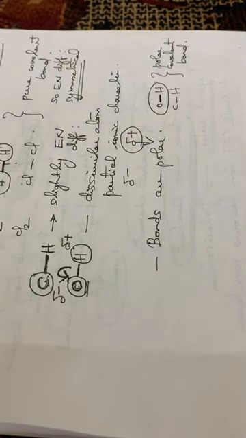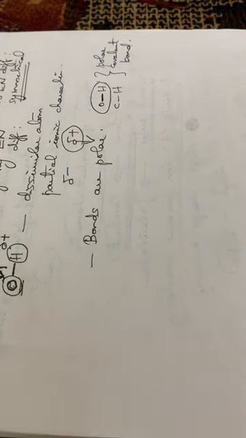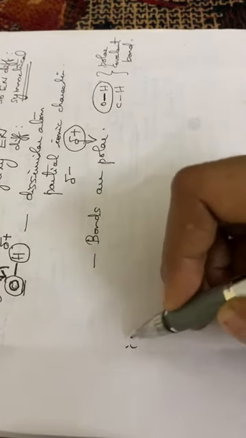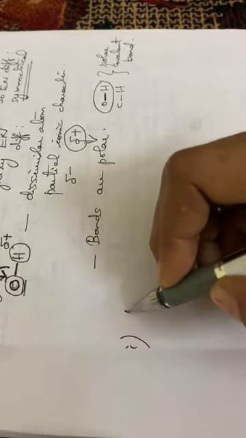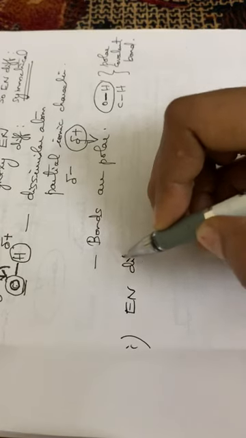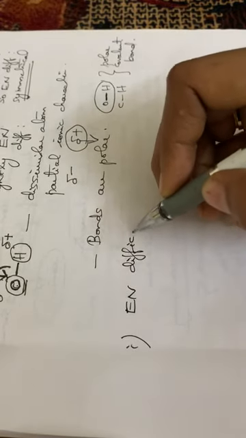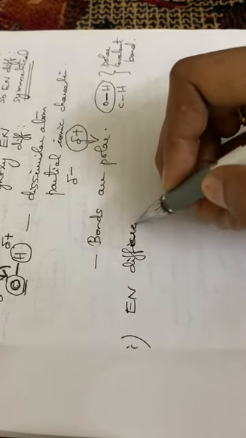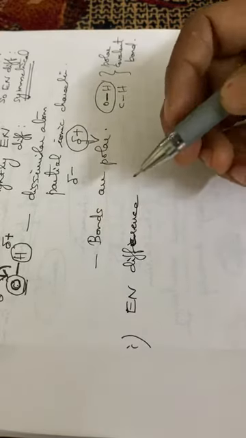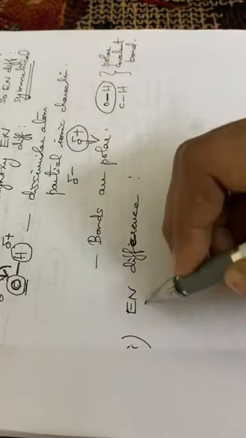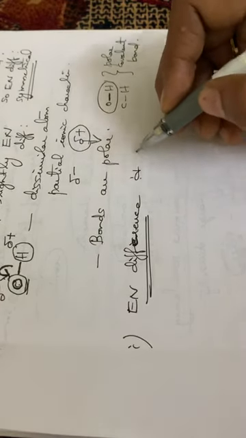And this partial ionic character of the covalent bond depends upon two factors. The first one is the electronegativity difference, which I am writing as ΔEN. Sorry, electronegativity difference. The first one is due to the electronegativity difference and partial ionic character.